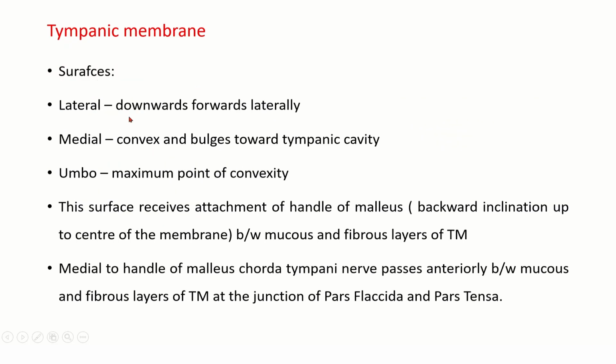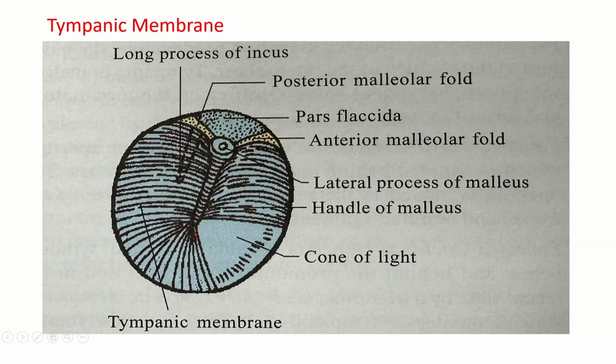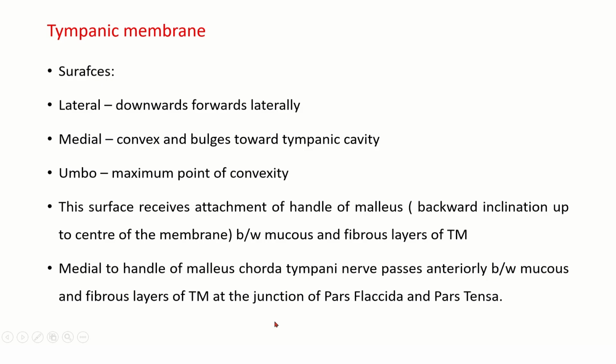Surfaces. The lateral surface faces downwards, forwards and laterally. The medial surface is convex and bulges towards the tympanic cavity. The maximum point of convexity is the umbo. This surface receives the attachment of the handle of the malleus, with backward inclination up to the center of the membrane. If you see here, there is a slight backward inclination up to the center of the tympanic membrane. The attachment is between the mucous membrane and the fibrous layer of the tympanic membrane.